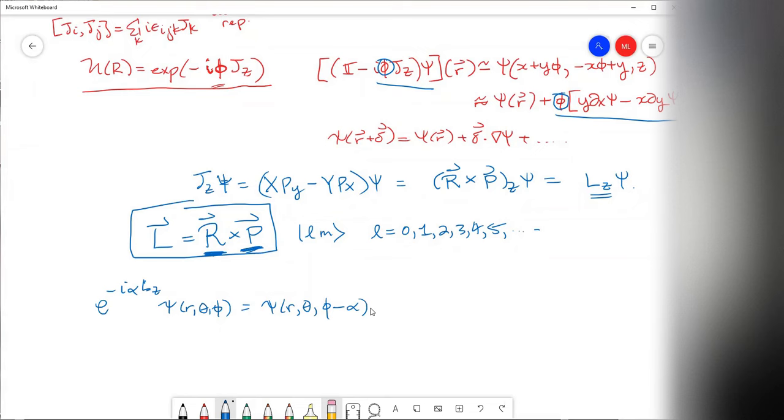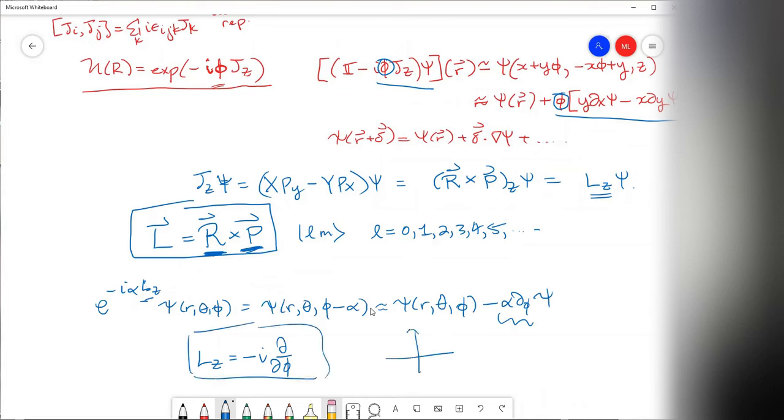So we see then that for infinitesimal rotations, this is just minus alpha times the derivative with respect to phi of psi. So this here must correspond to what Lz actually does. By expanding around small alpha on both sides and comparing the two things, we see that Lz must be minus i times the derivative with respect to the phi angle in spherical coordinates.